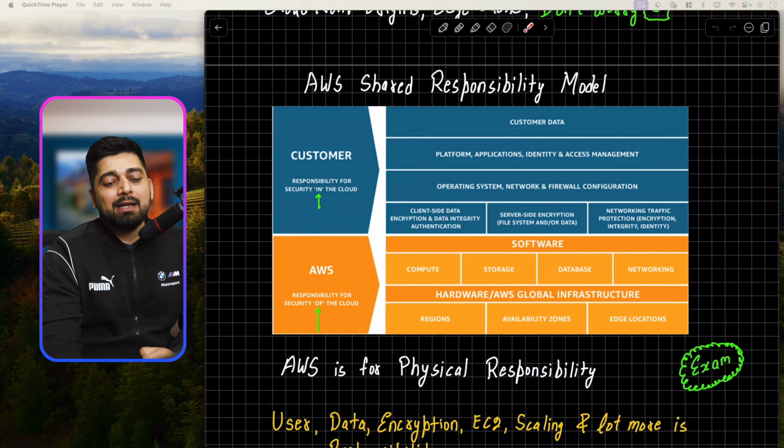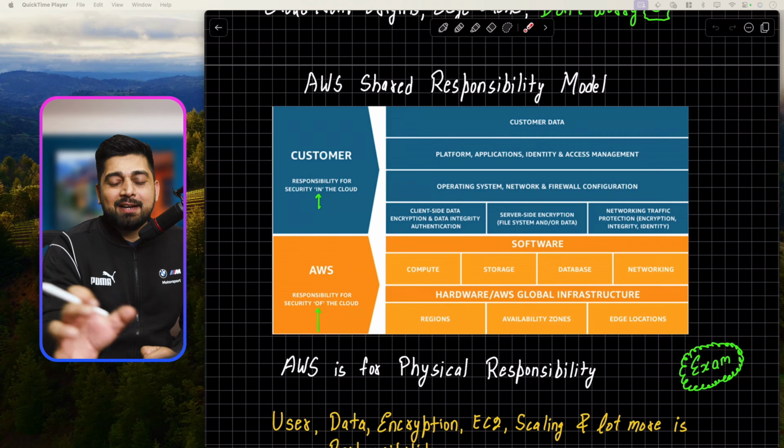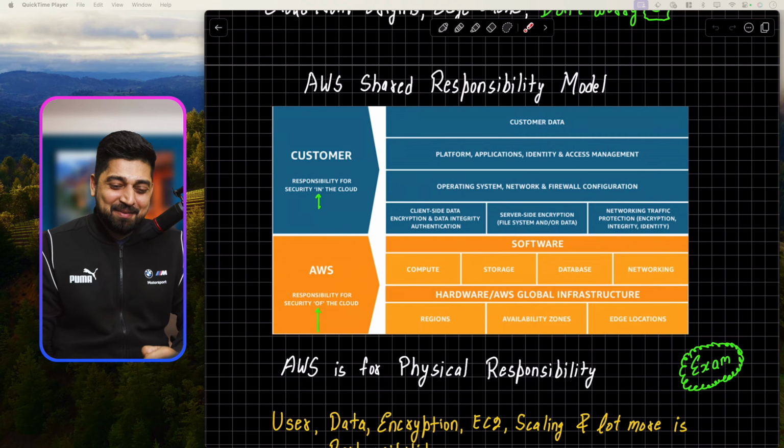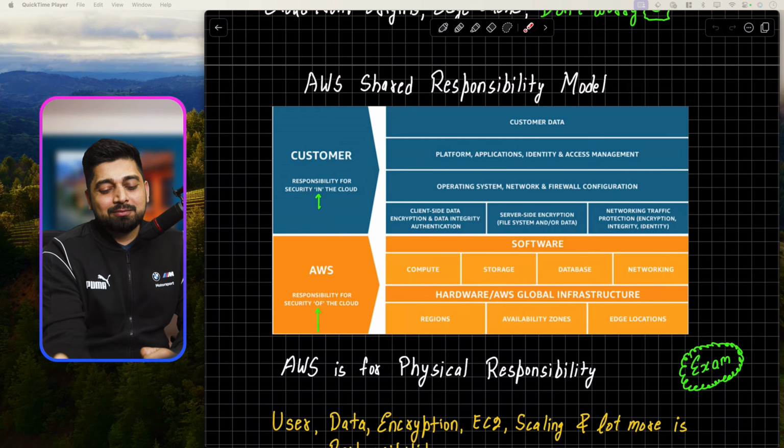And always remember that this is directly taken, by the way, from the AWS website. I haven't built this diagram. This is directly from those guys. So AWS, in fact, all the clouds, right now we'll focus on just AWS. They have this shared responsibility model, and there is always 1 or 2 questions about the shared responsibility model.